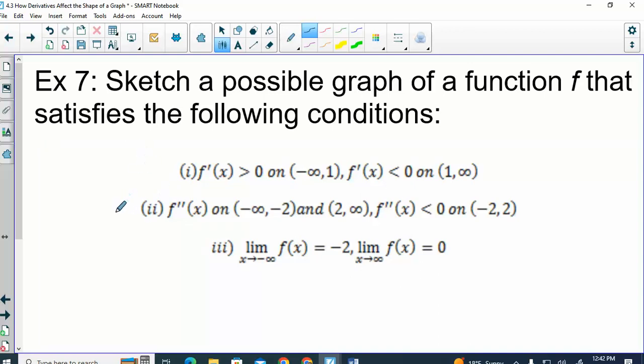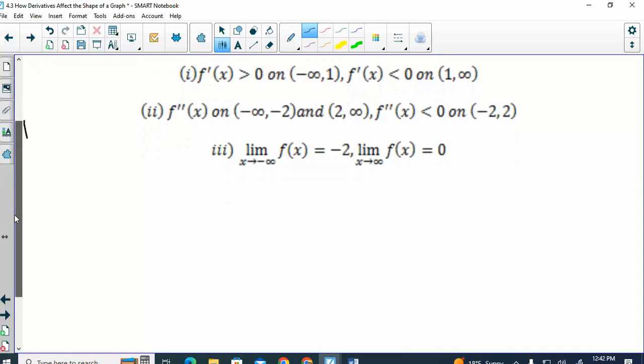Okay, let's see if we can draw a graph to meet a lot of different requirements. So, sketching a possible graph. That means this isn't the only one. We're just trying to find something that works. The first derivative, f prime of x, equals 0. What does that tell me? There is a maximum or minimum.